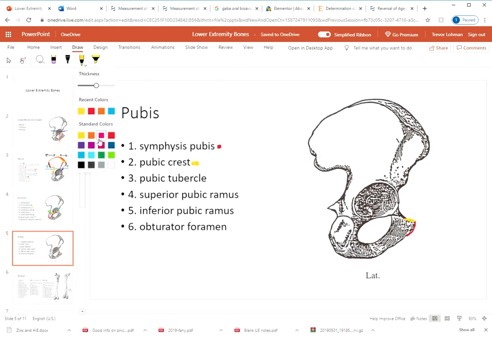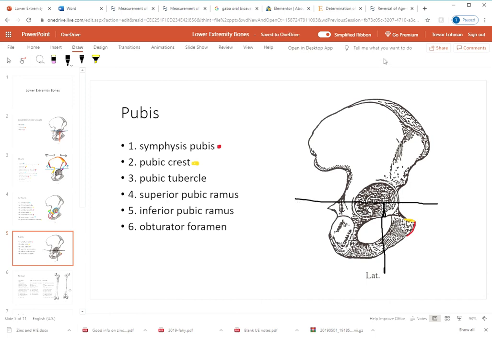And let me just refresh your guys' memory. The pubis is only about here. Okay, it's the pubis. Everything above the line is ilium, and then this bottom left is ischium. Pubic tubercle we won't be able to see here. Again, we'll have to use the model. Superior and inferior pubic ramus we can see.